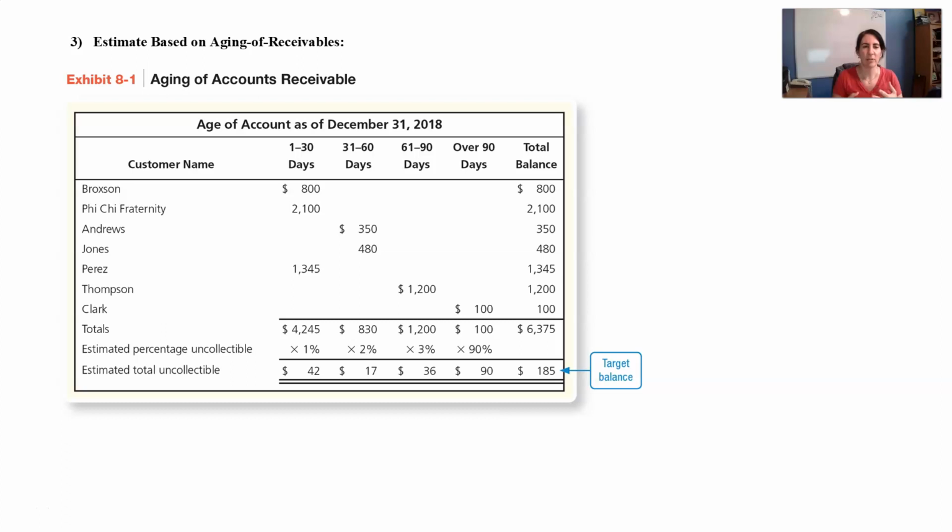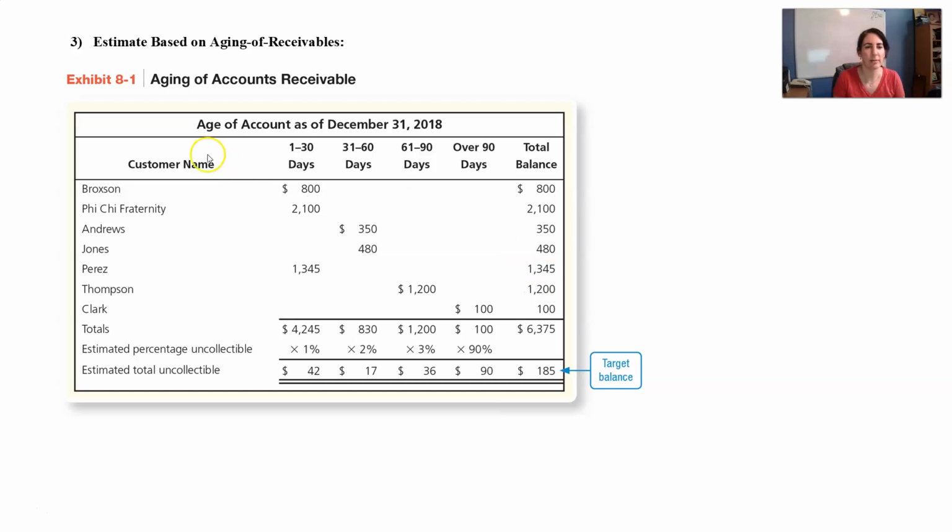The aging of accounts receivable looks at how old your receivables are, because the older they are, the less likely you're going to get paid, right? If somebody hasn't paid you for months, there's a pretty good chance you're not going to get paid. So the idea is you put them in buckets, and the older they are, you say, I think it's a 90% chance I'm not going to get paid on those. And maybe it's only a 1% chance on the new receivables.